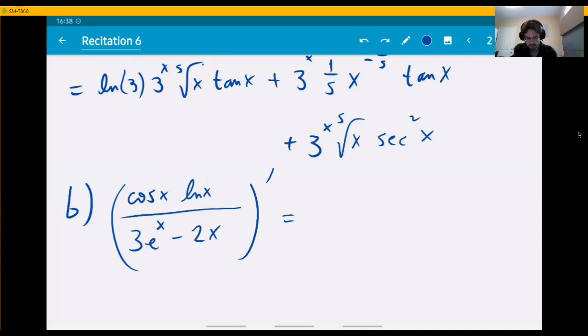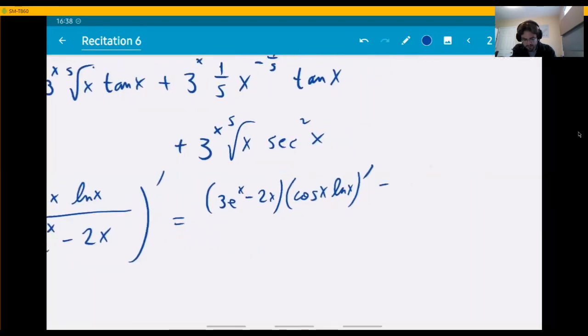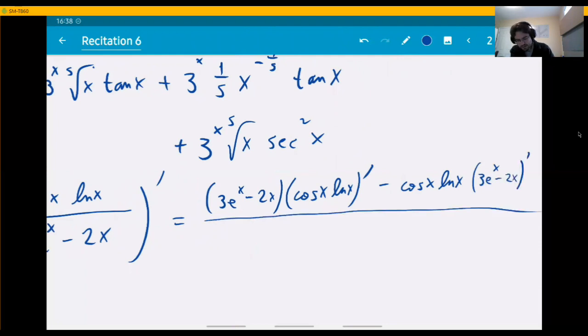So let's do this. If you remember how the quotient rule works, low d high minus, I guess I can scroll like this, high d low divided by low square.